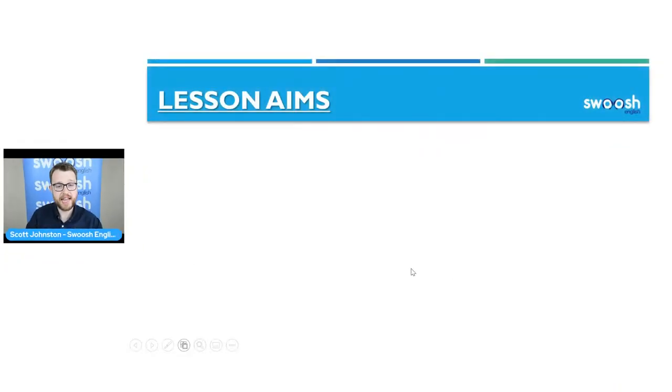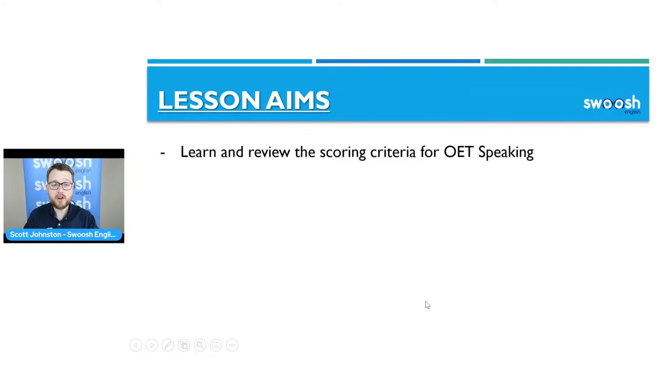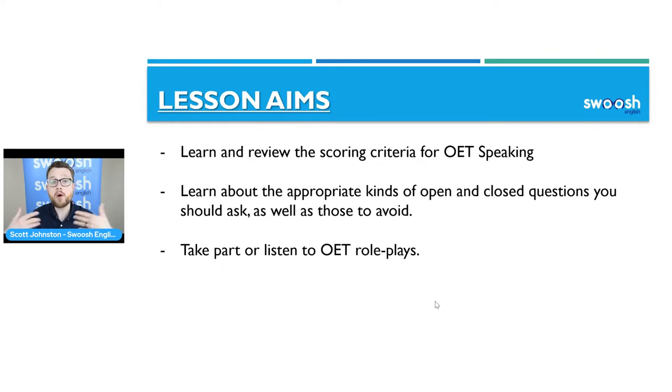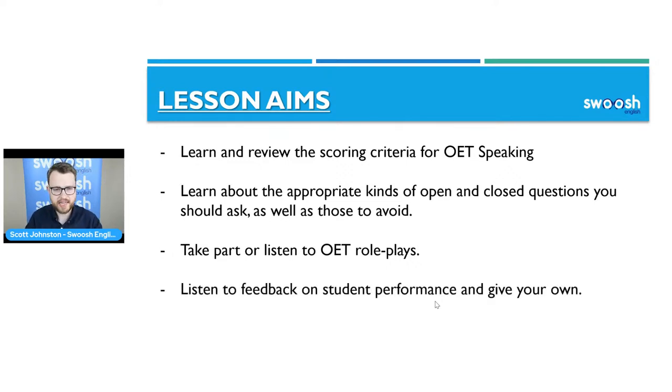So today's lesson is going to be as follows. We're going to learn and review the scoring criteria for OET speaking, first and foremost. We're then going to learn the appropriate kinds of questions that you should ask for OET speaking, including open and closed, as well as the kinds of questions that you should avoid for greater speaking clarity. And we're going to take part in or listen to some OET role plays, which benefits students either way: getting a chance to do a role play, or listening to feedback and reflecting upon your own performance in the role play or the exam.